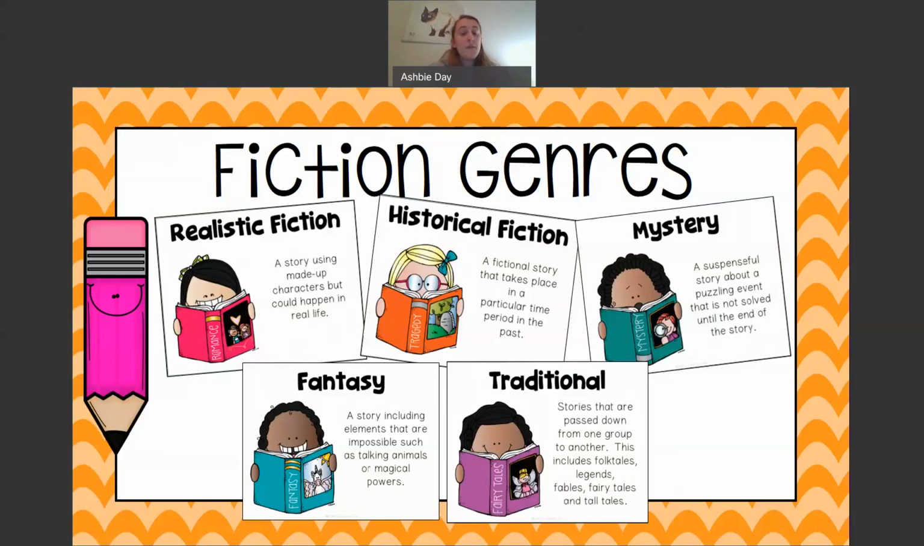So, an example of a fable might be The Tortoise and the Hare, because it's an example of a story that has all animals as the characters. A tall tale would be Pecos Bill, because it's very exaggerated, very silly. And a fairy tale might be something like Cinderella, where some sort of magic is involved. And in the case of Cinderella, we know we have the fairy godmother that's creating that magic.